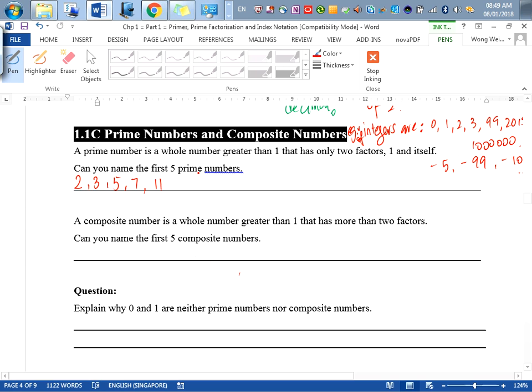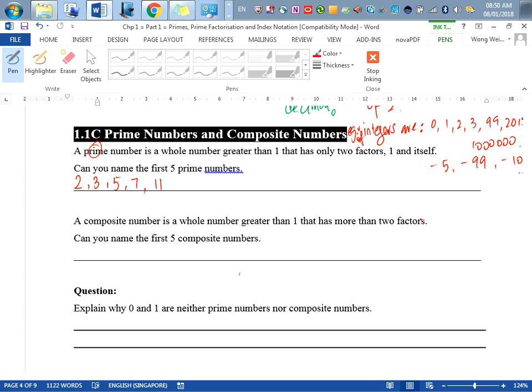So, besides prime numbers, we have this thing called composite numbers. Have you heard of this English word composite? Composite means it is made up of more than one thing. So, a composite number is a whole number greater than 1, and it has more than 2 factors. Can you give me an example?